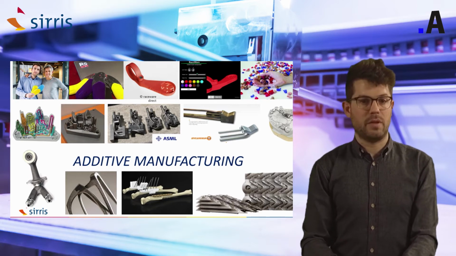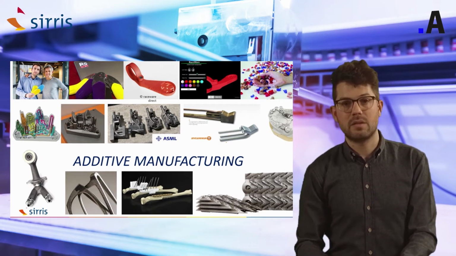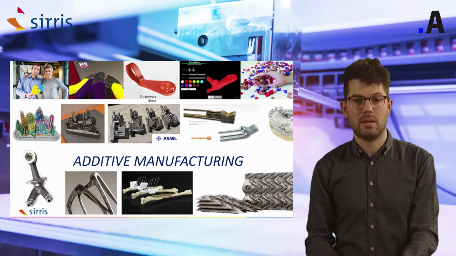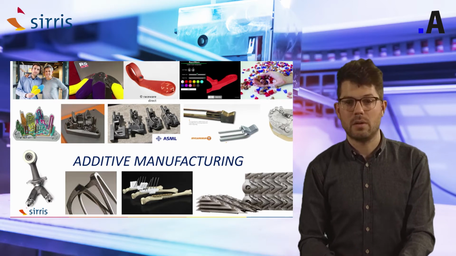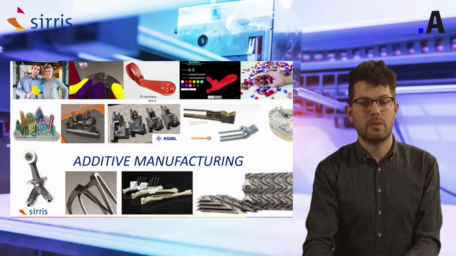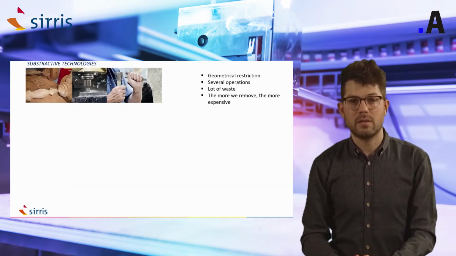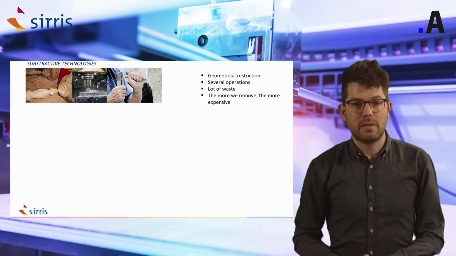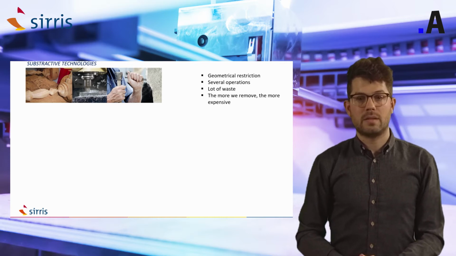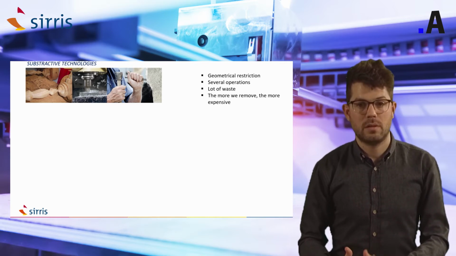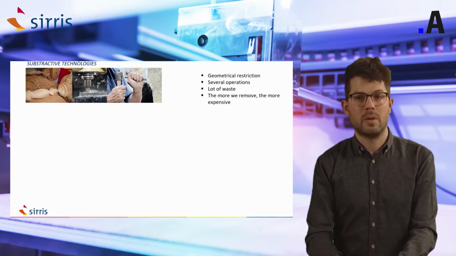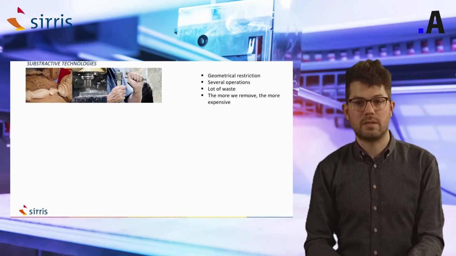We use this technology, for example, to print high-end industrial parts. For example, hearing aids are printed with additive manufacturing, or all kinds of other applications. Now, what's the difference between additive and other technologies? If we look at subtractive technologies, like turning or milling, we always start from a block of raw material, and we remove material where needed. So we will have more geometrical restrictions.